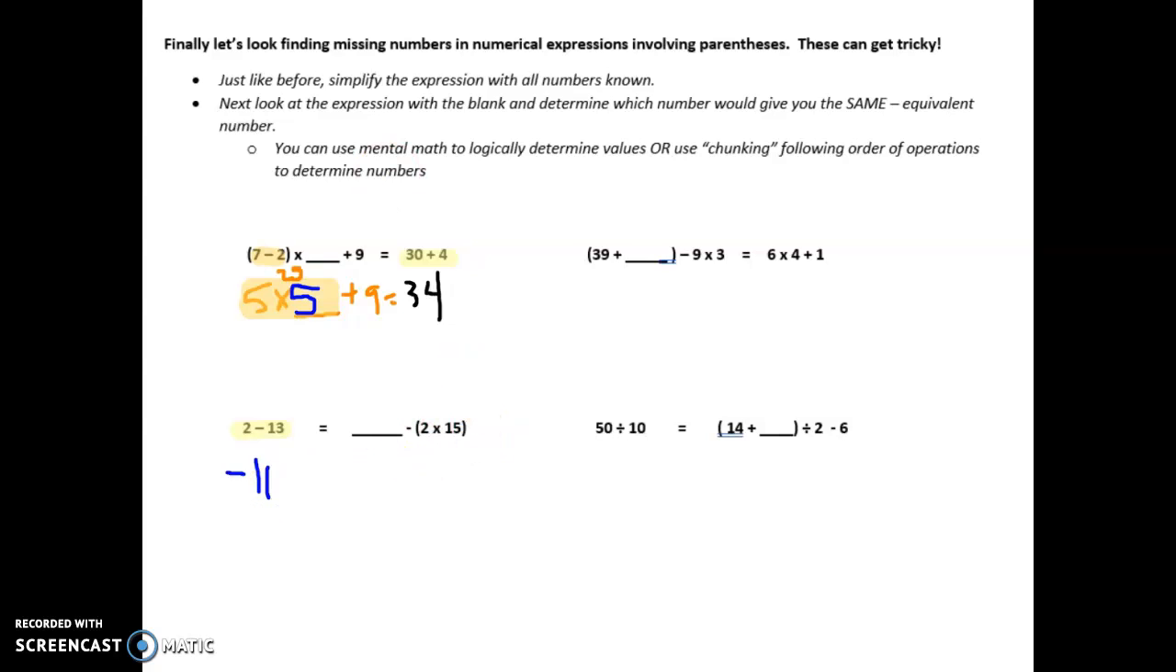Looking on the right, parentheses should grab your attention first. 2 times 15. So we have a number minus 2 times 15, which is 30. I'm going to go ahead and just rewrite it because there weren't any unknown values there. And then last but not least, you're looking at, okay, what number can I put in there and then subtract 30 and get a negative 11?